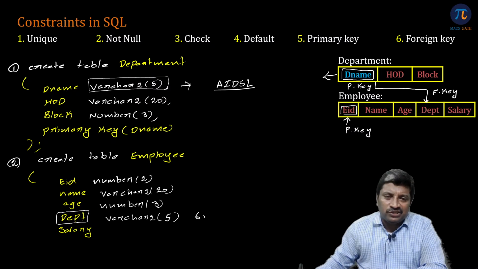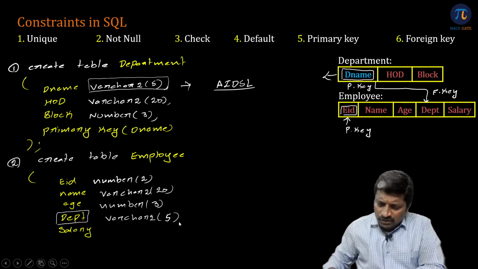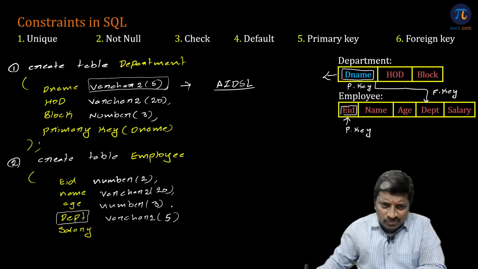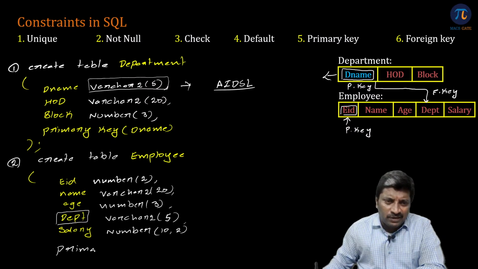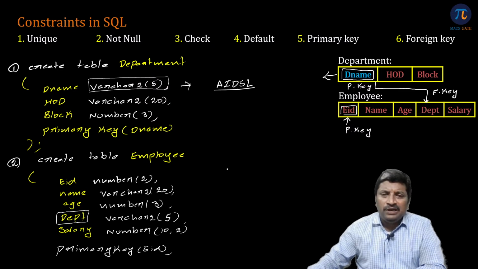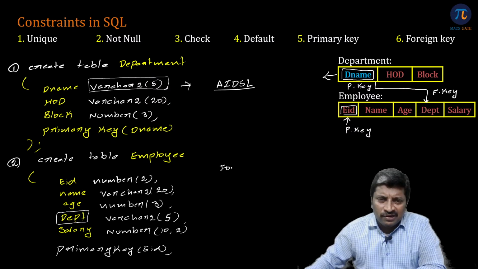Instead of 5, you can write 6 also, no issue. I need to have sufficient width to hold the original values. So let us not take any risk. So let us specify the same. Then let us consider number. Salary maximum of 10,2. For this, what is the primary key, sir? We are assuming employee ID is the primary key. Okay, let me write it here. The last one, sir, what is that, sir? Foreign key I want to specify.